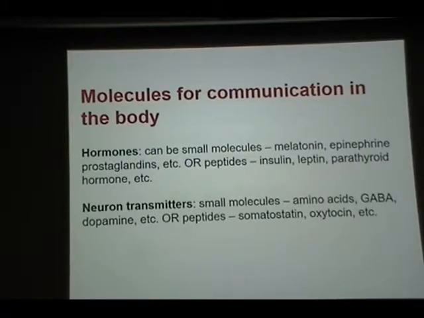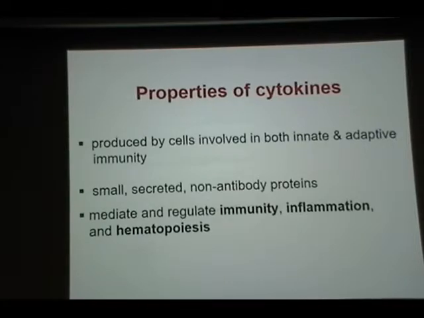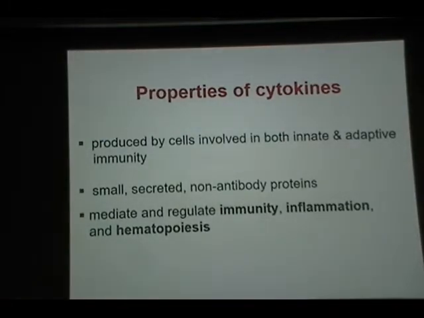So I mentioned hormones and neurotransmitters. What are the differences here? Hormones can be small molecules, like melatonin. Is this a protein, a peptide, or a small molecule? Prostaglandins are not proteins. Hormones can also be peptides, like insulin and leptin. For neurotransmitters, the majority are small molecules, like different types of amino acids, dopamine. They can also be small peptides, like somatostatin and oxytocin, and so on. However, all cytokines are proteins or peptides.